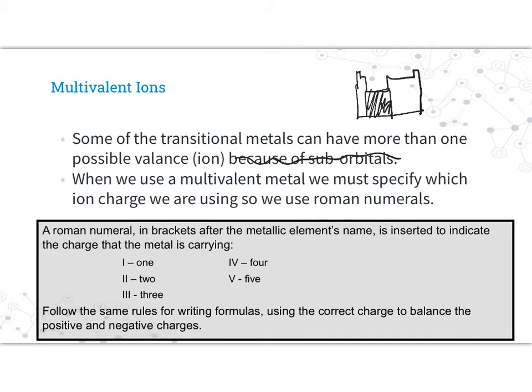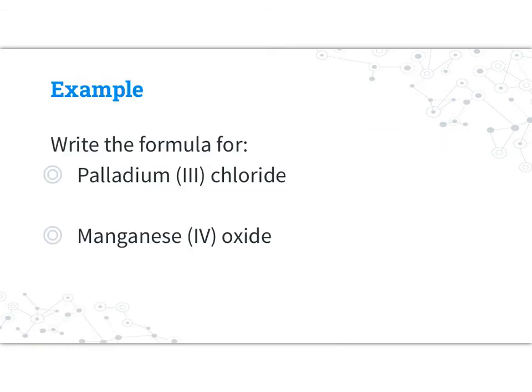So Roman numerals 1, 2, 3, 4, 5. If you needed Roman numeral 6, it's this, and 7. All the same rules apply for writing ionic formulas. For something that has 2 charges, we just need a bracket. Let's practice. Write the formula for palladium(III) chloride.